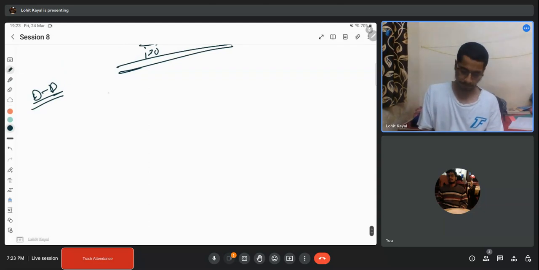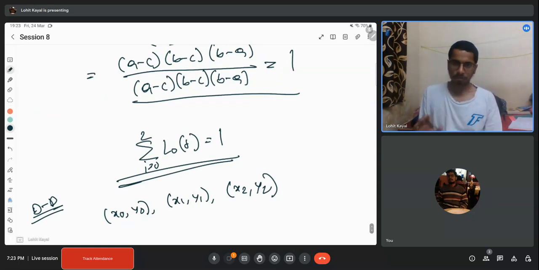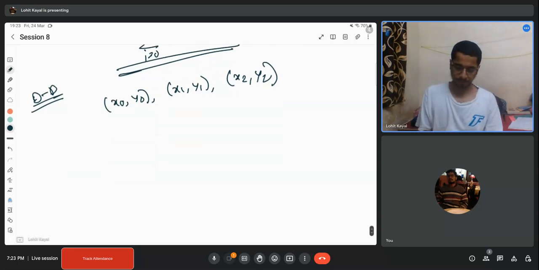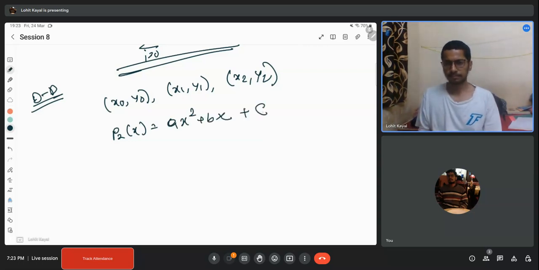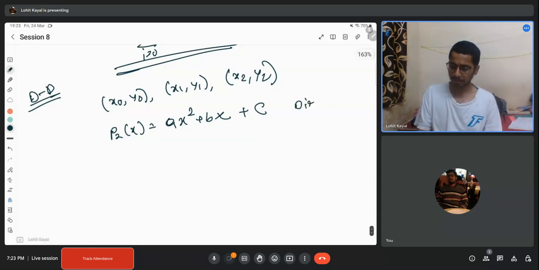Okay. So what is the idea? Suppose you have three data points: x naught, y naught, x1, y1, and x2, y2. So what will be the polynomial? We know it will be a quadratic polynomial because I have a total of three data points. One fitting polynomial can be p2(x) equal to ax square plus bx plus c. This is a very obvious choice. In the last lecture, I solved probably two problems using this technique. This is the direct method.